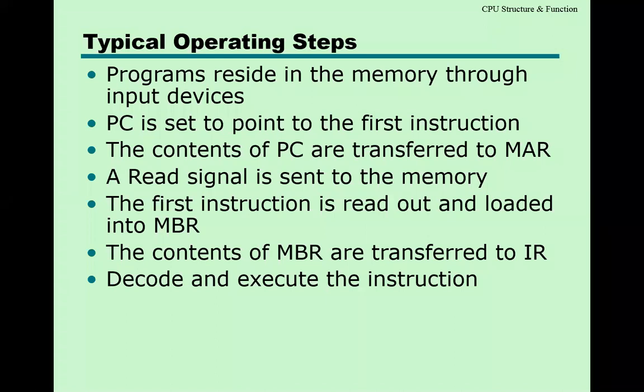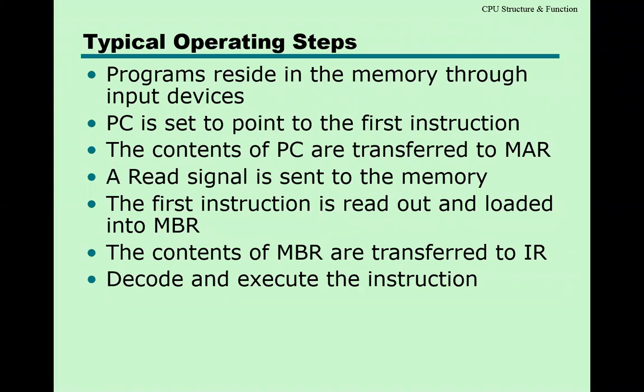So if you see the operating steps, we have already discussed these things. It is only one kind of revision. Your programs reside in memory through the input devices. How does your program get stored into the main memory? Through the input device, right? In C, you have implemented different programs. So how can you store the program into the memory? Through the input device, through the keyboard. First, you have to type your program, and then you can save your program into the memory.